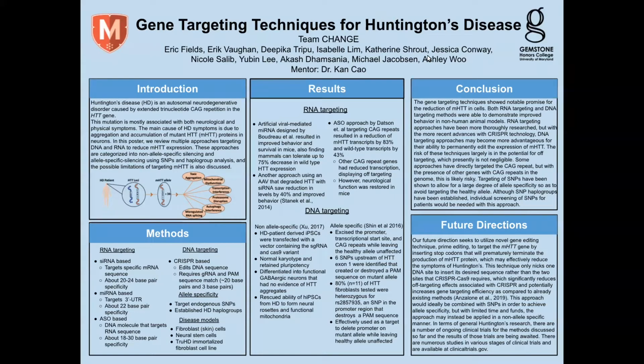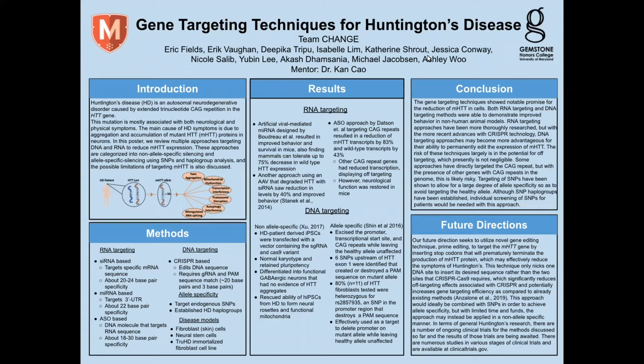So for DNA targeting, we focused on two approaches: non-allele specific and allele specific. For non-allele specific, we found from the Zhu paper that Huntington's disease patient-derived induced pluripotent stem cells were edited with CRISPR-Cas9, and the cells were able to be differentiated into GABAergic neurons, which had no signs of Huntington protein aggregates forming. For the allele-specific approach, we found from the Shin paper that excision of the promoter region, transcriptional start site, and CAG repeats resulted in a healthy allele being unaffected.